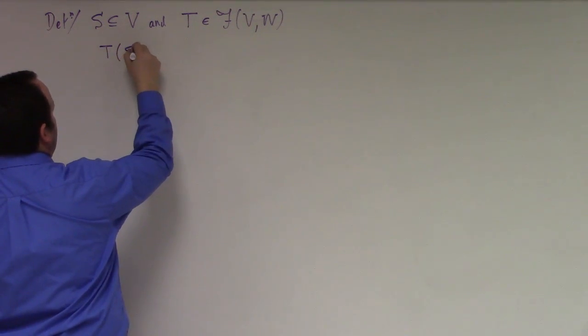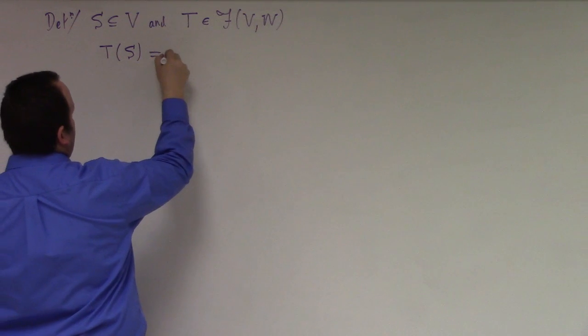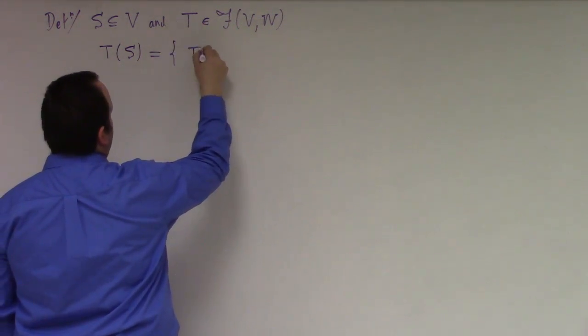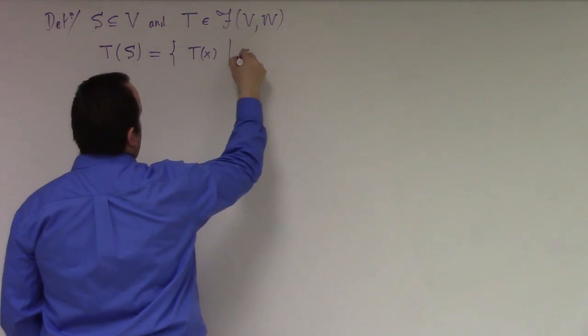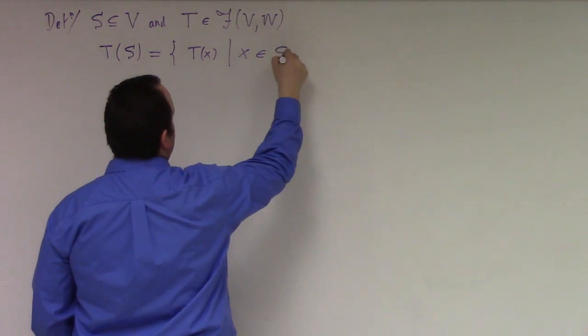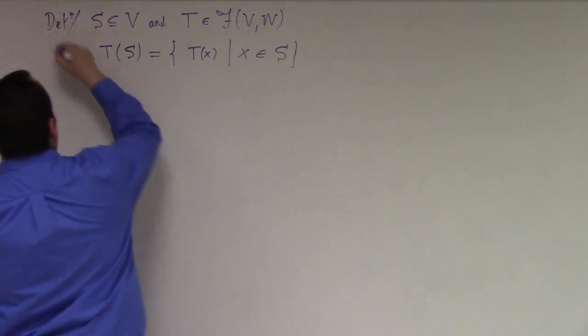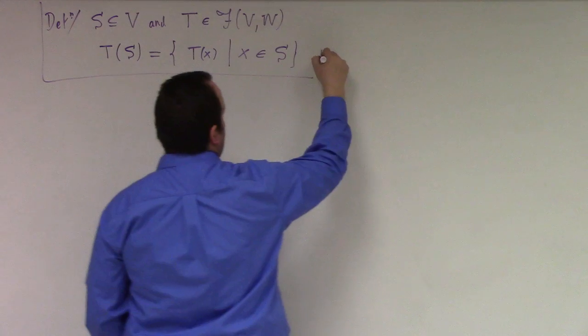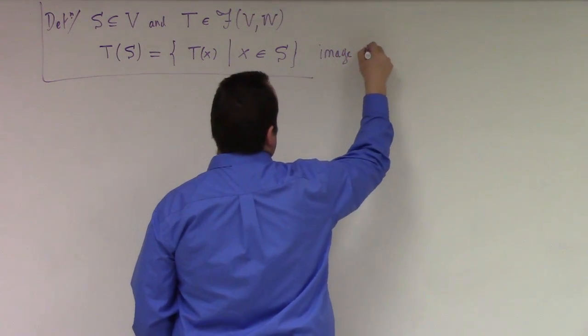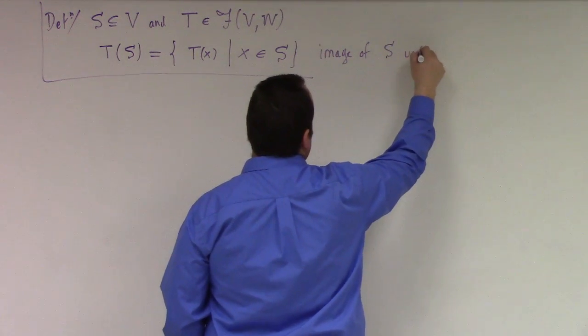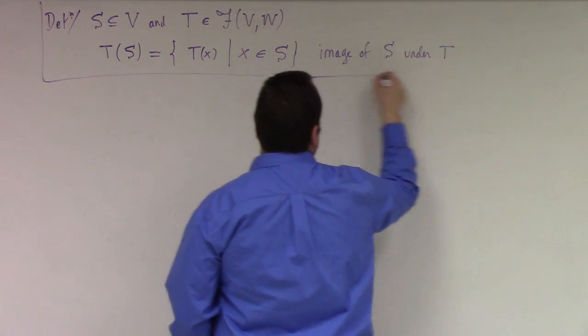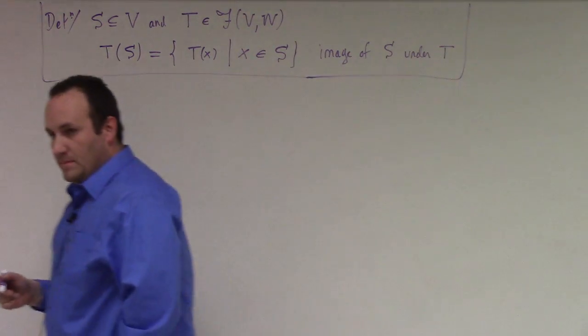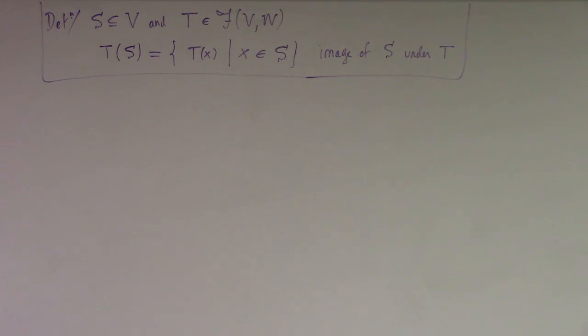That's the image of S under T. What this is defined to be is T of x, such that x is an element of S. So this is the image of S under T. The image of a set. The image of a set is once more a set. Okay?